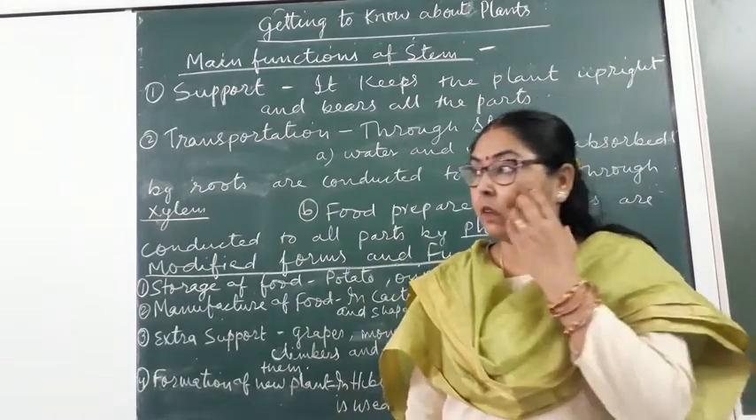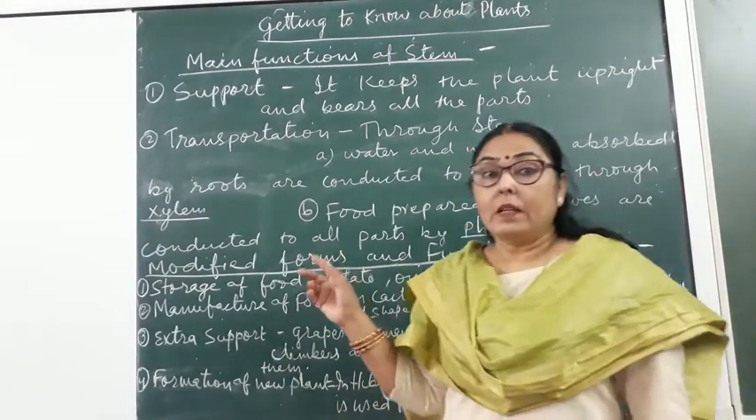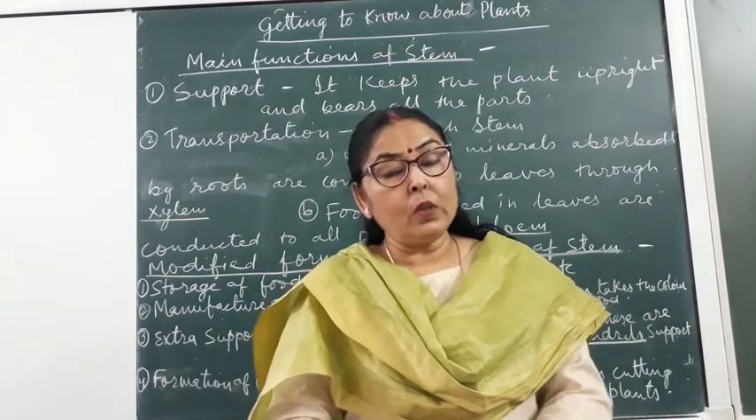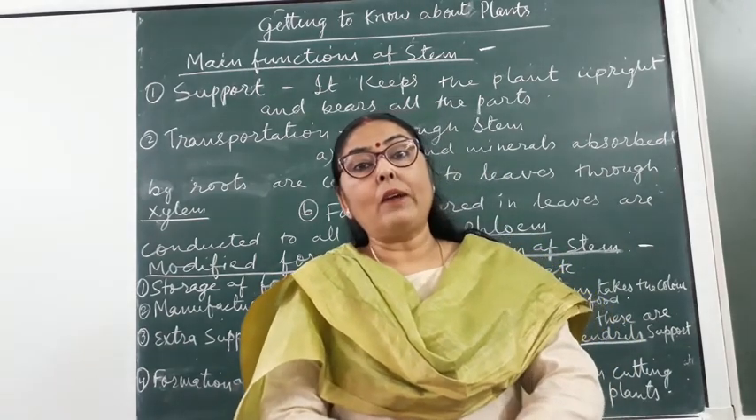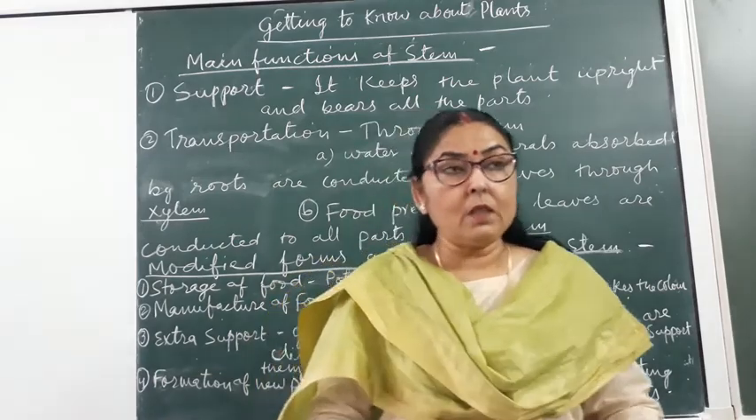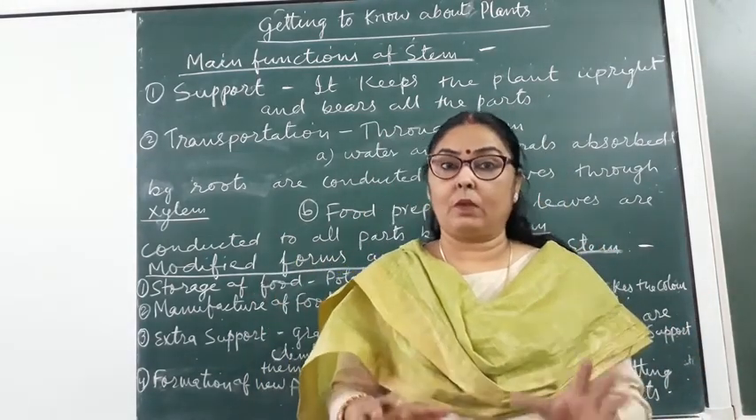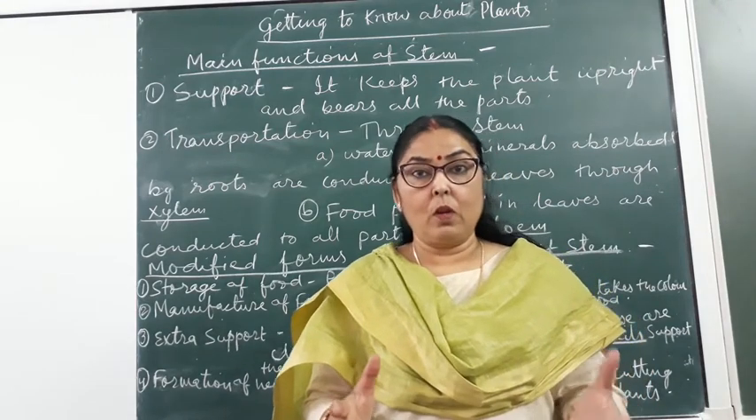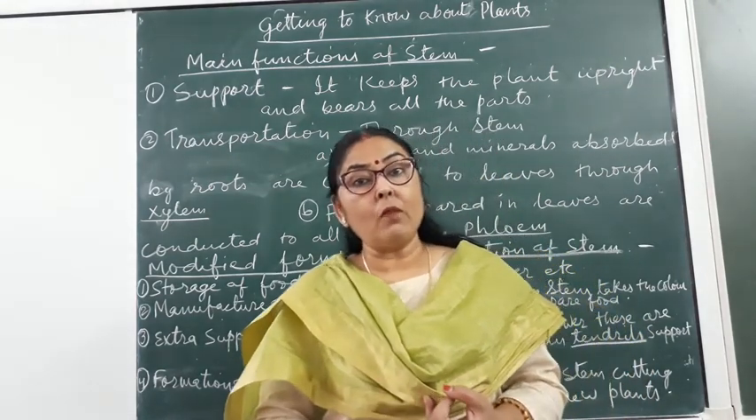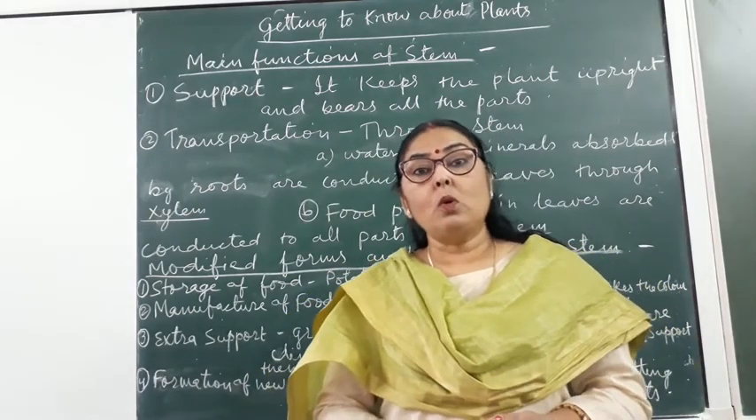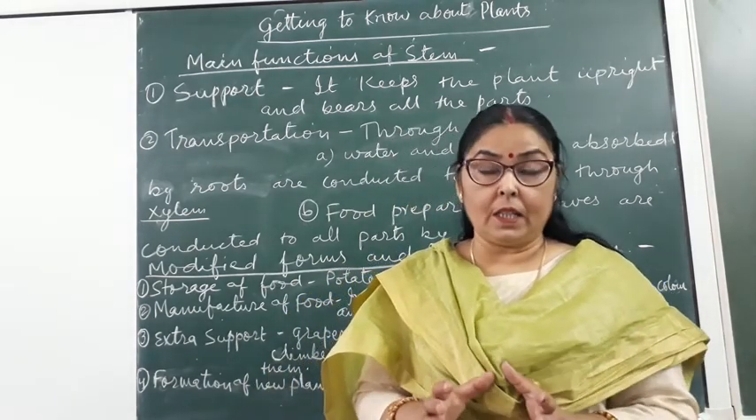So 5 or 6. In this way, stem is the main organ, and you all know it is the part of the shoot system which is above the ground. It bears all the parts of the plant, that we all know. But the second main function of stem is to transport materials.